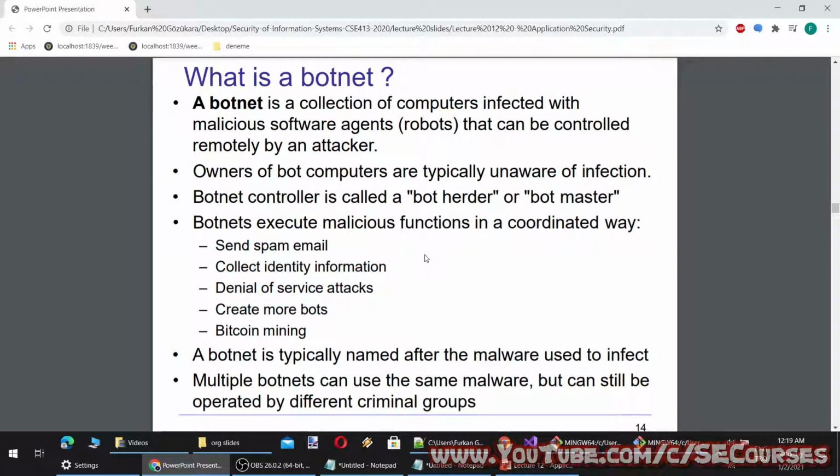Send spam email, collect identity information, denial of service attacks, create more bots, Bitcoin mining. Okay, one of the most common things that botnets are used for is denial of service attacks. If we want to take down a strong website or a service with a DDoS attack, a denial of service attack, you need to have lots of network power.